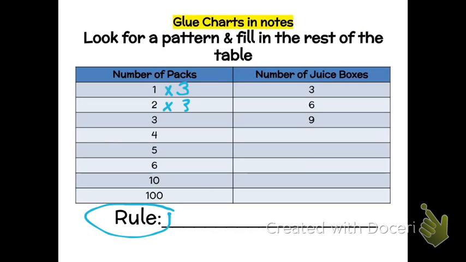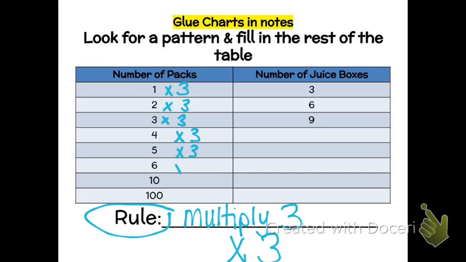I always test that out to make sure that it applies to all of the numbers that I do know. 2 times 3 equals 6. 3 times 3 equals 9. Therefore, my rule for this one would be multiply 3. And if you did times 3 just like that, I would accept that as well. For all of the rest of these, we need to multiply 3 times each number in order to figure out what the output would be.